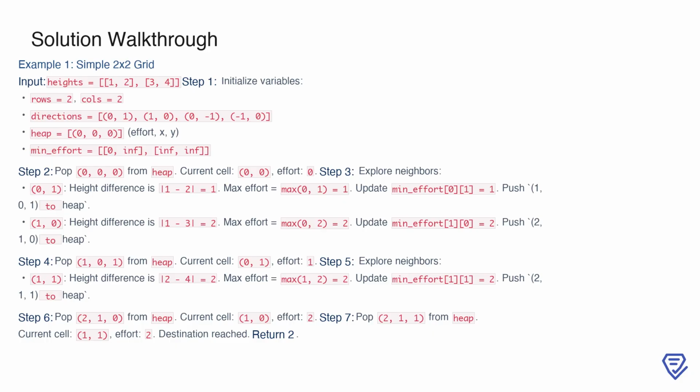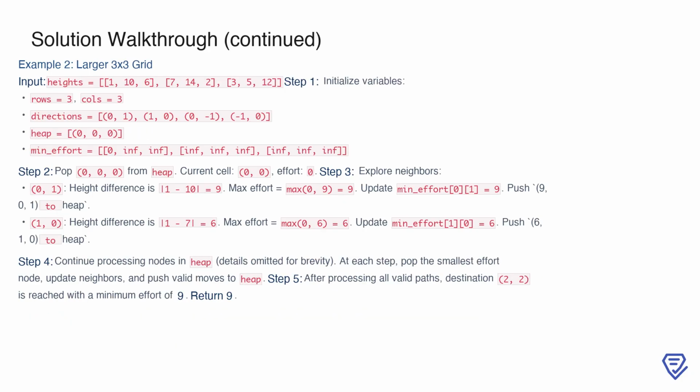Now, we begin processing the heap. The first value popped is 0, 0, 0, representing the starting cell at 0, 0, with an effort of 0. From here, we explore its neighbors. Moving to 0, 1, the height difference is 1 to 2, which equals 1. The maximum effort becomes 1, so we update min_effort[0][1] to 1 and push 1, 0, 1 to the heap. Similarly, moving to 1, 0, the height difference is 1 to 3, which equals 2. The maximum effort is updated to 2, and we update min_effort[1][0] to 2 while pushing 2, 1, 0 to the heap. This completes the first round of processing.